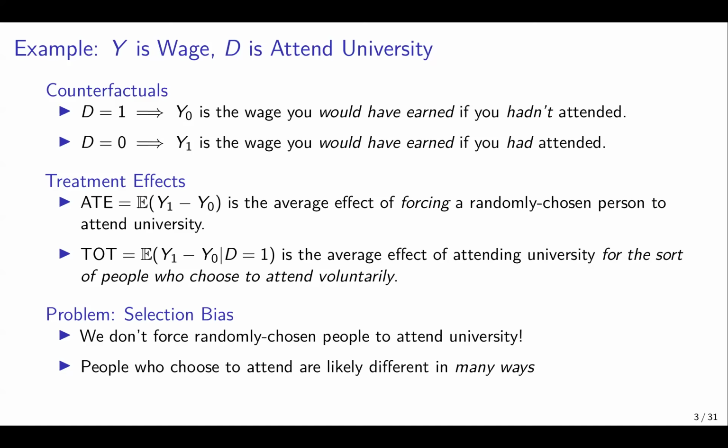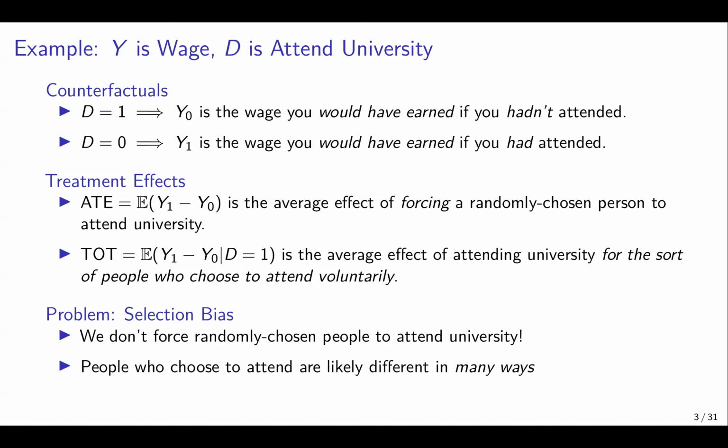The TOT, on the other hand, is the same kind of average with a restriction. Here we are restricting our average to the subset of people who actually did go to university. So we're just pulling out those people who really did go, and then we're comparing their wage y1 if they go to y0 if they don't go. So this TOT is the average effect of attending university for the sort of person who would choose to attend university voluntarily without being compelled.